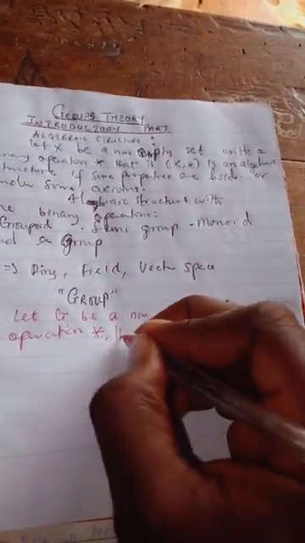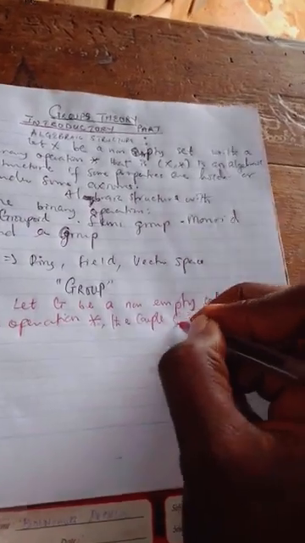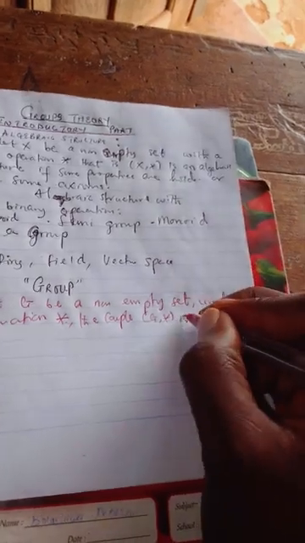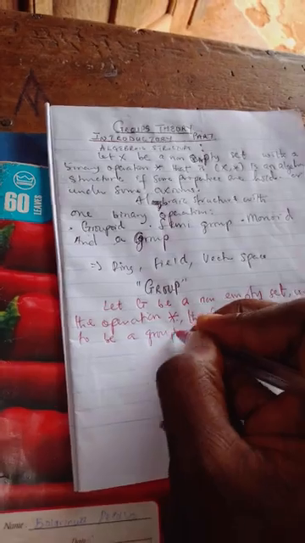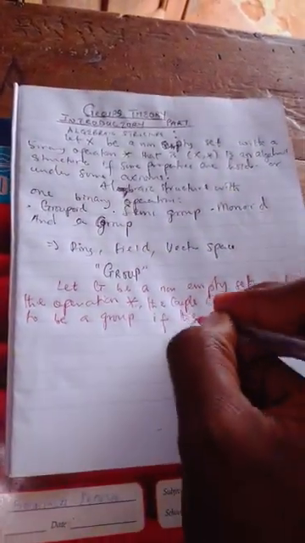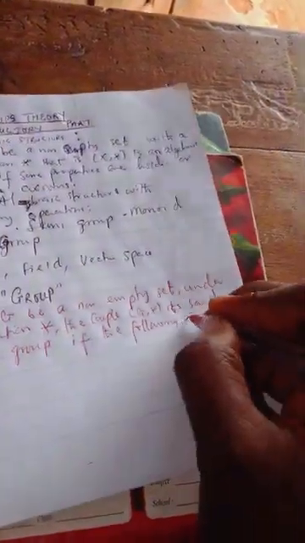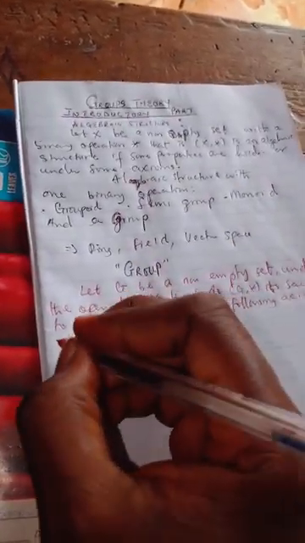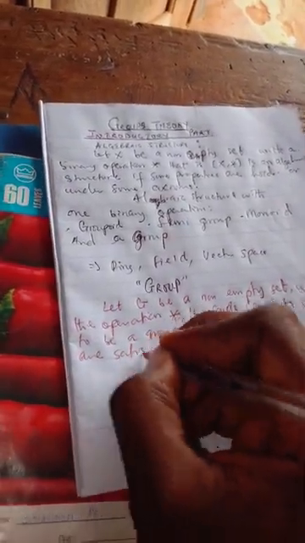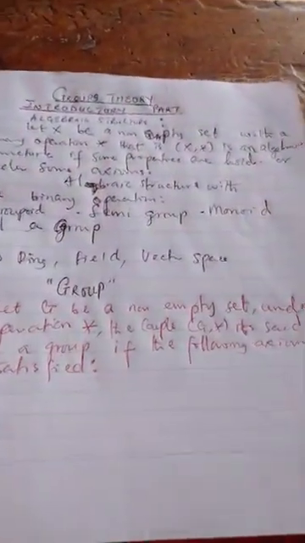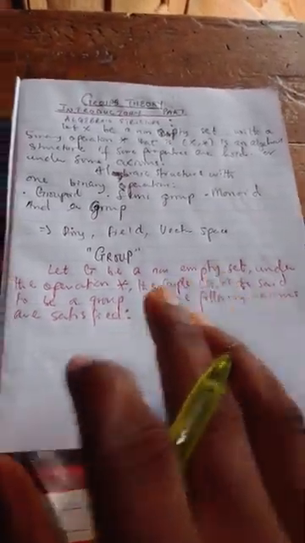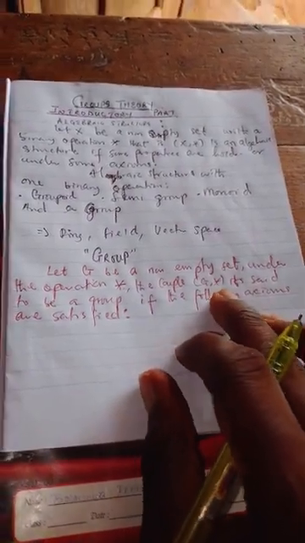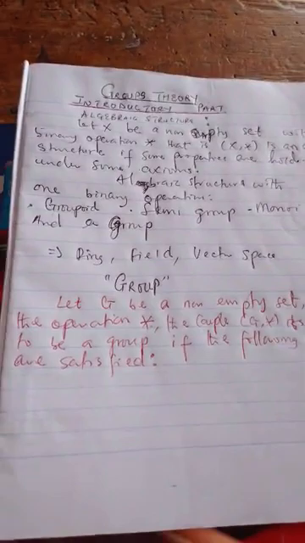All right, then the couple G, asterisk is said to be a group if the following axioms are satisfied. For it to be a group, some properties or axioms have to be satisfied. Are you getting me now? So I say let G be a non-empty set under the operation asterisk. So the couple G, asterisk is said to be a group if the following axioms are satisfied. And now I'll be listing the axioms we are talking about.